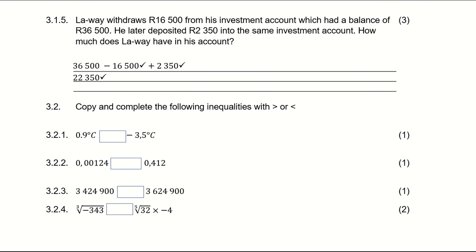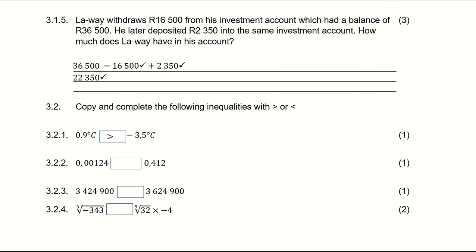Now let's check here. Between 0,9 degrees Celsius and negative 3,5 degrees Celsius, we need to put in the inequality, which is the greater or the less than inequality. Which one are we going to put in there? We are going to put the greater because 0,9 degrees Celsius is greater than negative 3,5 degrees Celsius.